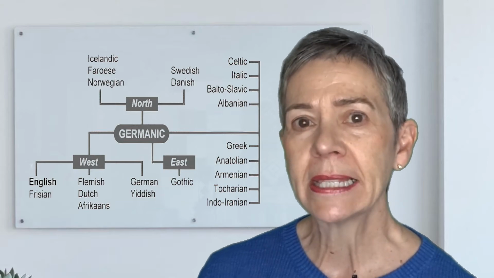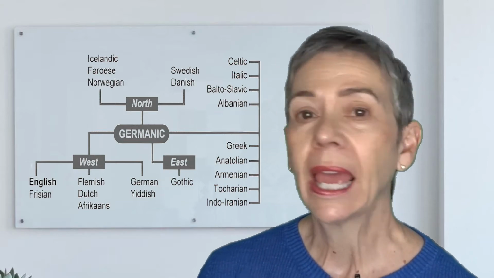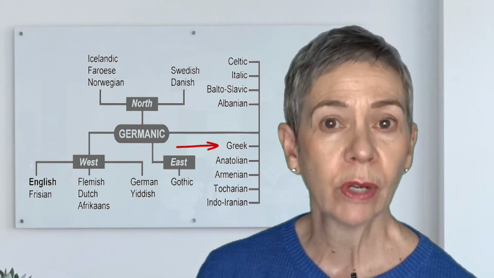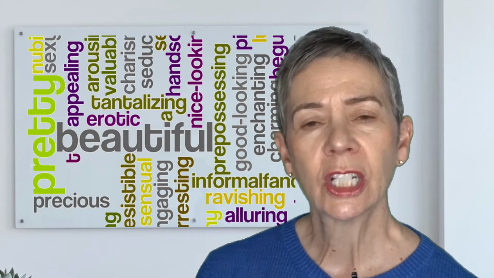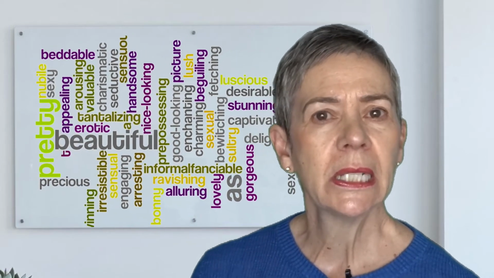But it also has influences of other languages, Romance languages like Latin and French, and also some of our words derive from Greek. For example, in the English language, there are many different ways that you can say that something is beautiful. And many of them have a slightly different nuance, but they mean essentially the same thing.